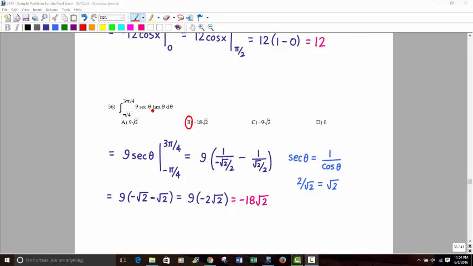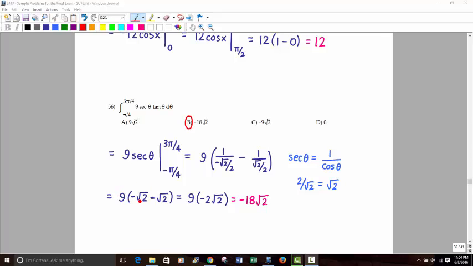So the antiderivative of positive secant tangent is positive secant, so it's 9 sec. Plug in the upper and the lower, and secant's 1 over cosine, so at 3 pi over 4 you have 1 over negative root 2 over 2. At negative pi over 4 you have 1 over positive root 2 over 2. So those flip over, and then 2 divided by square root of 2 equals square root of 2.